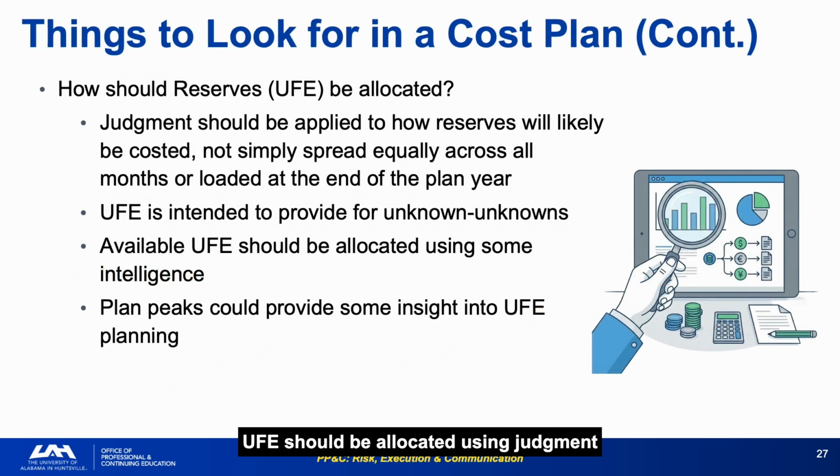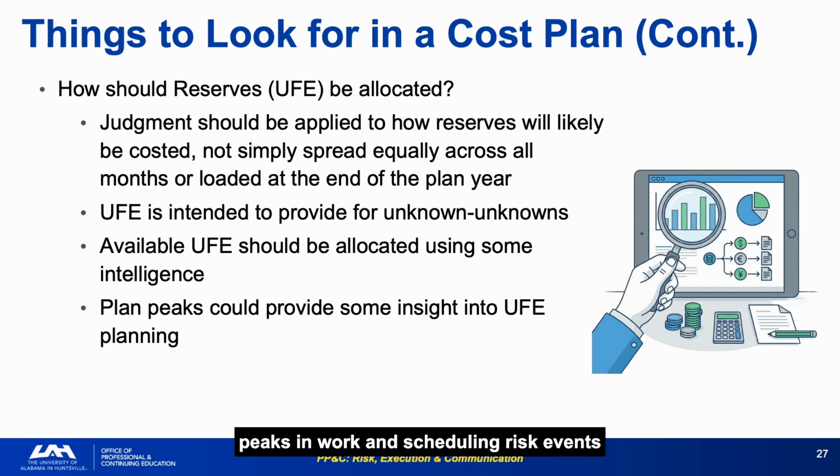UFE should be allocated using judgment about when risks are most likely to materialize, not spread equally across all months, and not loaded at year-end to avoid scrutiny. The pattern of loading reserves at year-end is so common that experienced oversight reviewers specifically look for it. A UFE allocation concentrated in the last quarter of the fiscal year, with no supporting risk justification, is one of the most transparent gamesmanship patterns in budget execution.